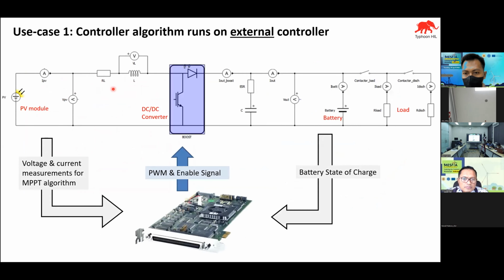So in this example, you have a PV module, a PV cell that goes through a boost converter, charges a battery, and sends power to the load. This portion is designed and emulated in the Typhoon Hue hardware. Then your controller sends the PWM signal to the converter. At the same time, it reads back the voltage and current measurements so that its MPPT algorithm can adjust the PWM accordingly. It will also monitor the state of charge.